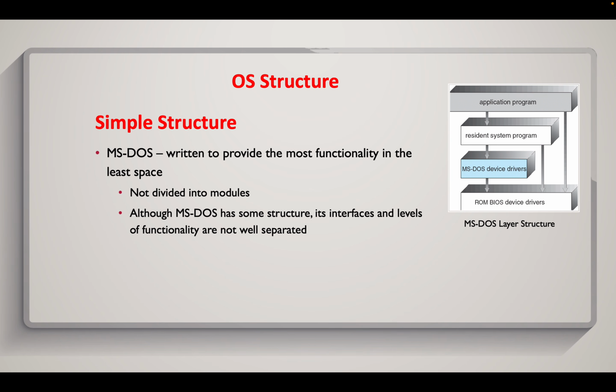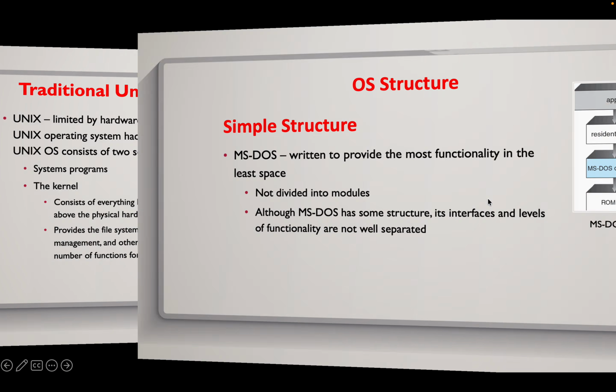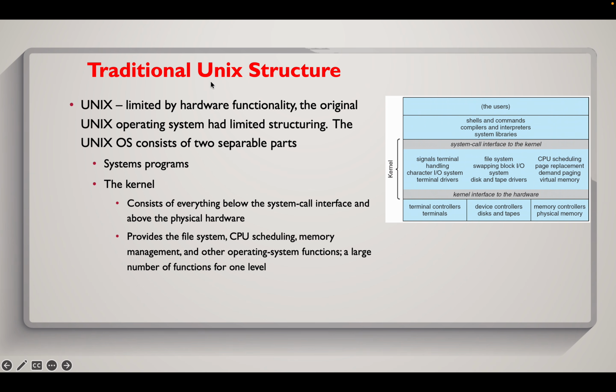Now we'll discuss OS structure. Simple structure: MS-DOS is the simple structure. It has only 4 layers: application program, resident system program, MS-DOS device driver, and BIOS. That's all. And the traditional Unix structure has different layers.